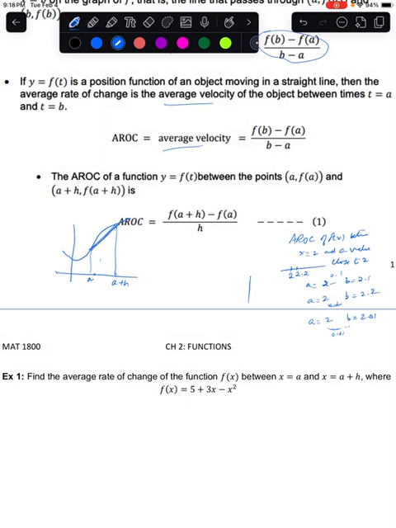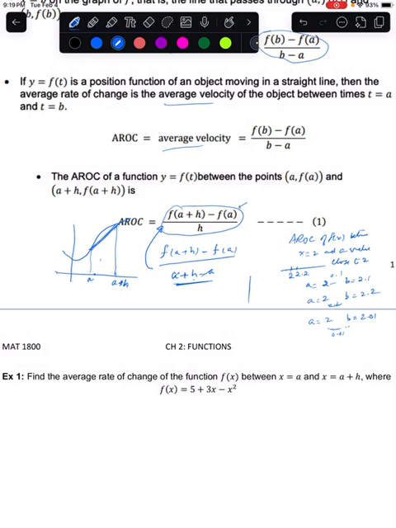And so now we are dealing with a and a plus h. So the formula will become f of a plus h minus f of a over h. Why? Because it is f of b minus f of a over b minus a, so a plus h minus a. The a and a cancel out and we are left with h, and so we get this formula. So when you are doing the problems, you can directly start with this formula. You don't have to show this subtraction in the bottom.